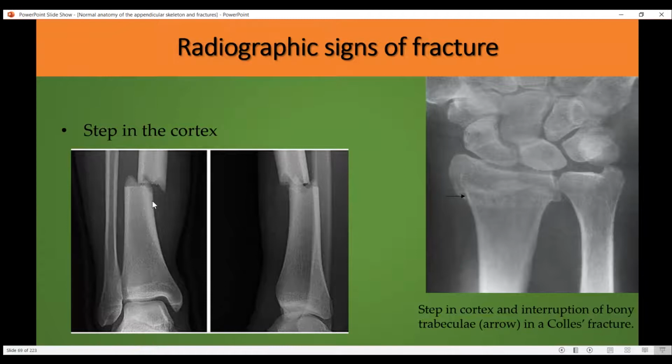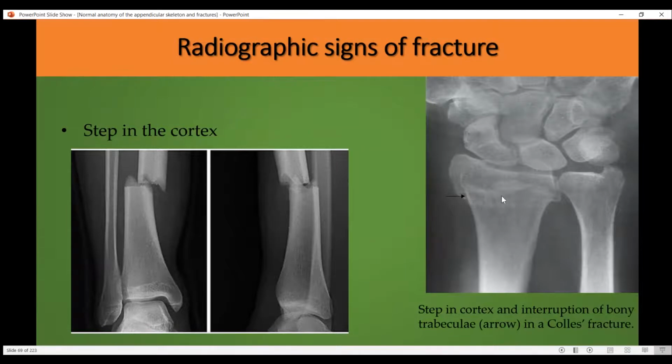Such kinds of injuries will generally cause a fracture, and there will be a displacement. Displacement is very commonly seen in case of a transverse or an oblique fracture. And you can see here there is a stepping up in the cortex. The cortex actually appears like a step, and there is interruption of the bony trabeculae.